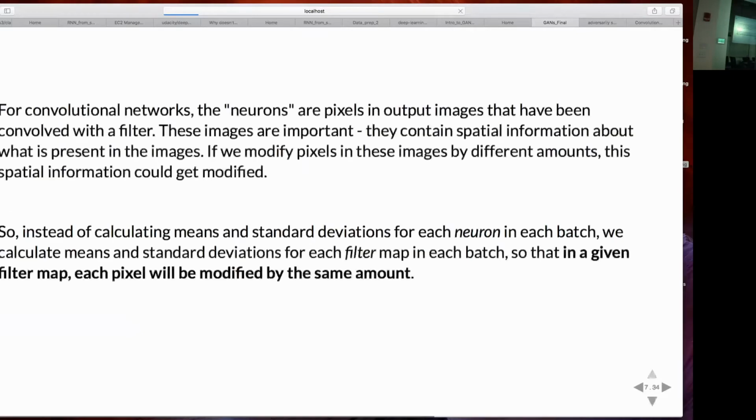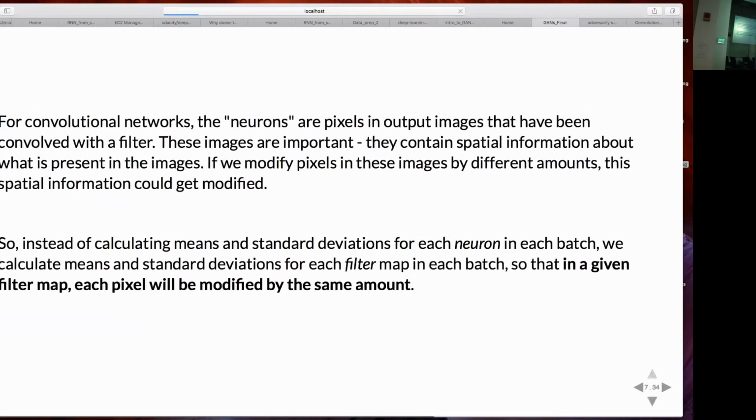The original, what do you mean by the original?